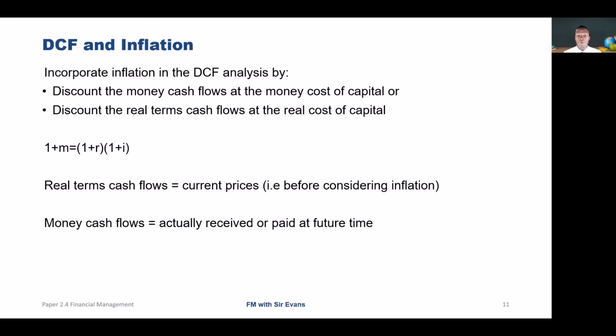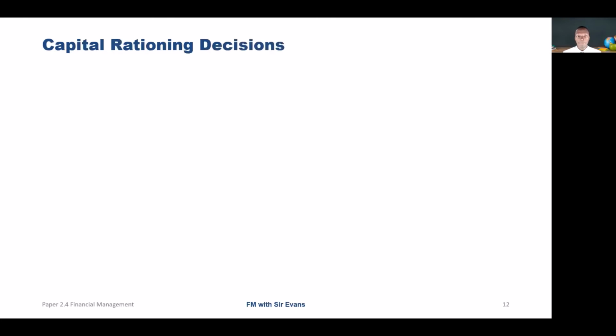Whereas money cash flow refers to the amount that is actually received or paid at different points in time in the future. So real cost of capital is the return that investors will require without inflation, and money cost of capital is the return that investors will require with inflation.